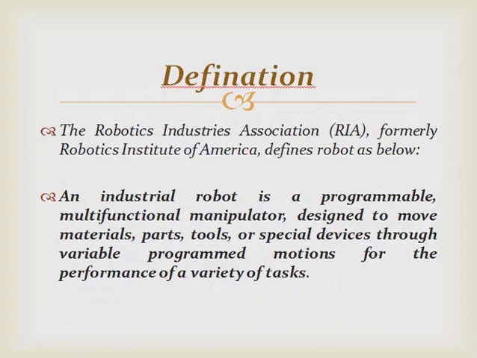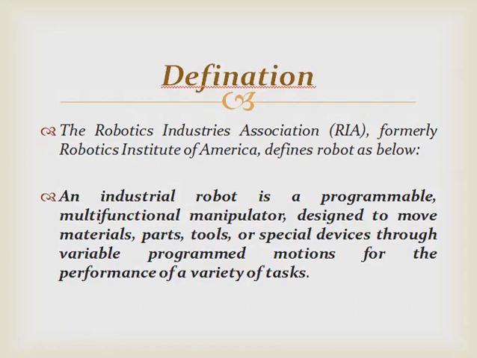Now we'll discuss the actual definition of the robot. The Robotics Industrial Association, initially called the Robotics Institute of America, has given a proper definition. According to them, an industrial robot is a programmable multifunctional manipulator designed to move materials, parts, tools or special devices through variable programmed motion for the performance of a variety of tasks. This is the actual definition derived from the Robotics Industrial Association of America.